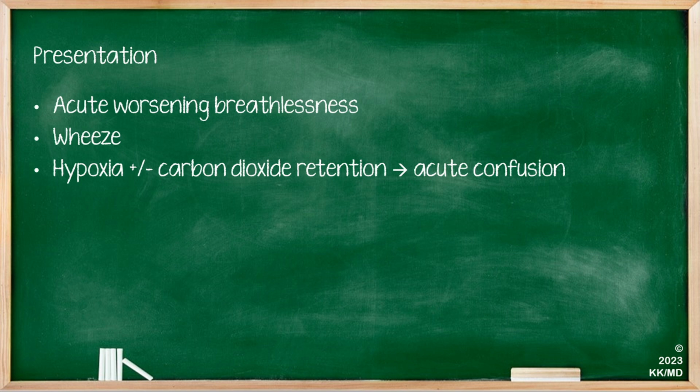As for its presentation, we have already talked about this, but just to recap, patients can present with acute worsening of breathlessness, wheeze, and hypoxia, with or without carbon dioxide retention, which could lead to acute confusion. But always remember, having a normal carbon dioxide in a patient with true asthma who's presenting with a flare-up is bad news, and that is an indication for you to talk to your intensive care unit.